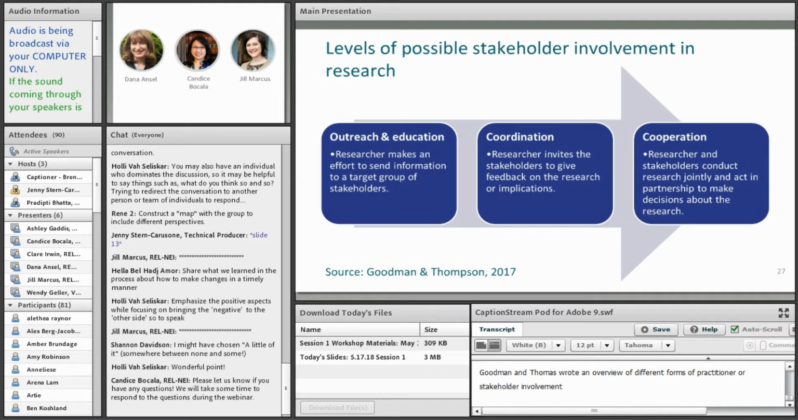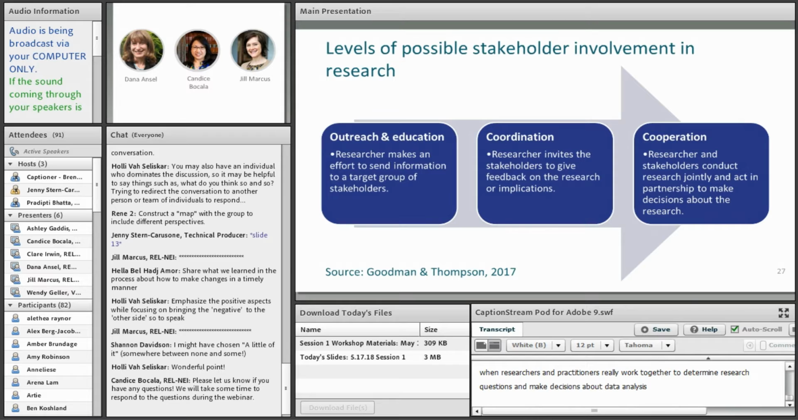So there are many ways that researchers can engage practitioners in research. Goodman and Thompson wrote an overview of different forms of practitioner or stakeholder involvement, and they described these three basic levels. At the lowest level of involvement, researchers can do outreach and education and make an effort to send information to the stakeholders to help them learn more about a study. At the middle level, there is coordination. This is when the researcher invites stakeholders to give feedback on research and to weigh in about the implications. This is the level we're going to be spending the most time discussing in this section.